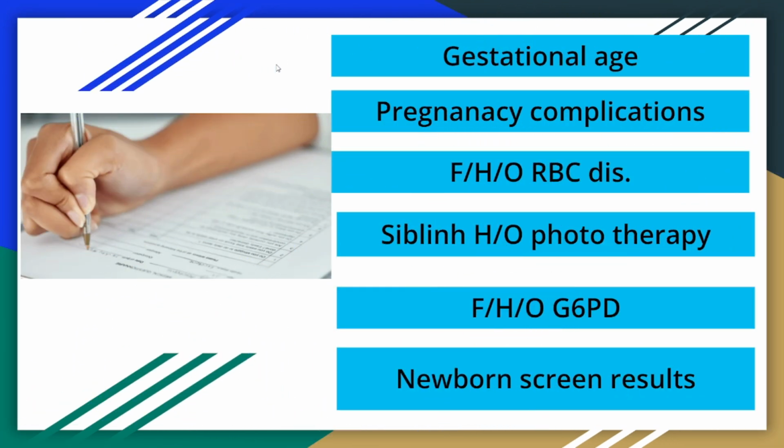Other history questions should focus on risk factors for hyperbilirubinemia: gestational age, pregnancy complications, did a sibling require phototherapy, is there a family history of red blood cell disorder, is there a family history of G6PD deficiency. It is also good practice to confirm that the baby had a newborn screen, as hypothyroidism and galactosemia are two uncommon causes of neonatal jaundice.